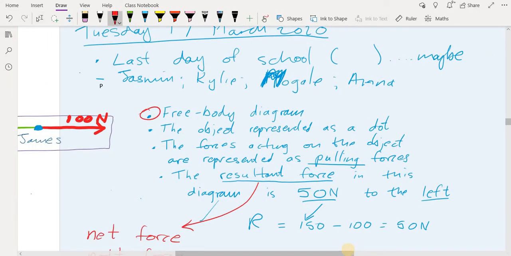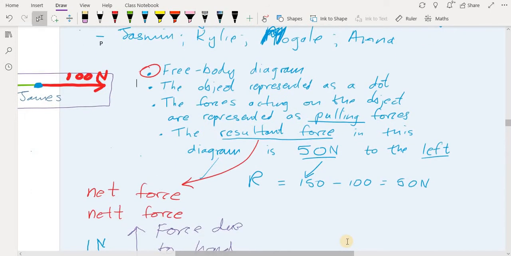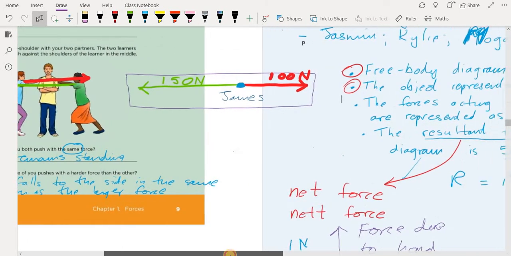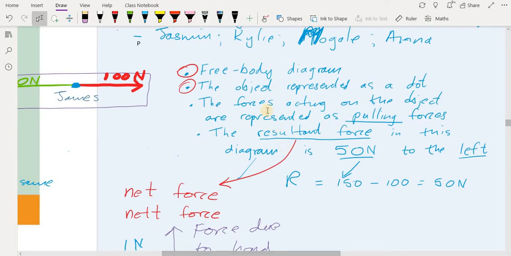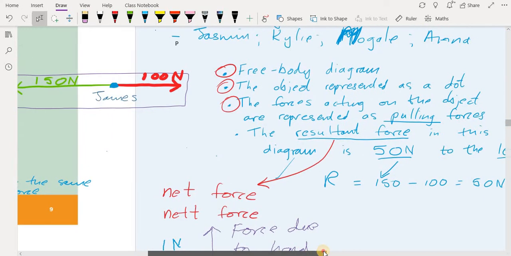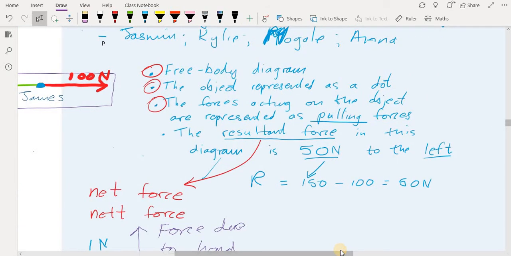The idea of a free body diagram: we take the object, we represent it as a dot. Here was a question of James. He's got two girls pushing on him. We represent James as a dot. The forces acting on the object are then represented as pulling forces. If we look at our free body diagram, which is this over here, you've got a force of 150 newtons to the left, 100 newtons to the right. And we can work out what we call the resultant force or the net force.